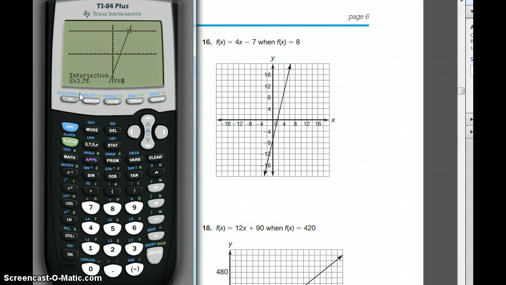So those are a couple of different features we're going to use over the next couple of days for the functions. We can also put in any equation and find its intersection, and I'll show you later how we can use some of the other equations to find the y values.